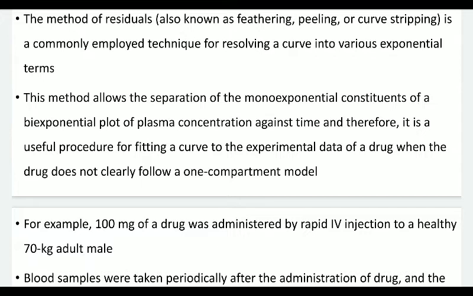Now please try to remember that the calculation of various pharmacokinetic parameters is very easy in the case of a one compartment model. But what if we are using a particular drug which is not following a one compartment model, but instead follows a two compartment model? By using this particular technique, that is the method of residual, we can simplify the bi-exponential curve which we are getting after applying the two compartment open model.